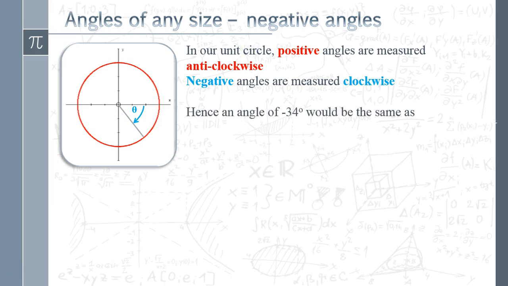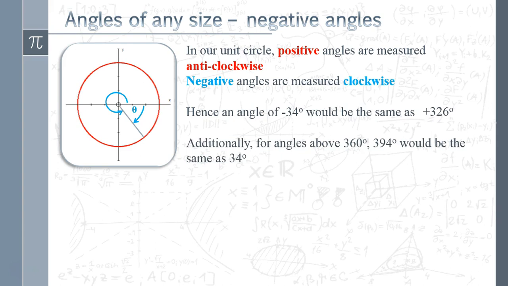And so if I had a value of theta there, it would be minus 34. That would be exactly the same as that angle there that's now appeared in my diagram. So that would be the same as positive 326. So those two angles are two ways of describing exactly the same angle. Just one with a negative and one would be a reflex angle.